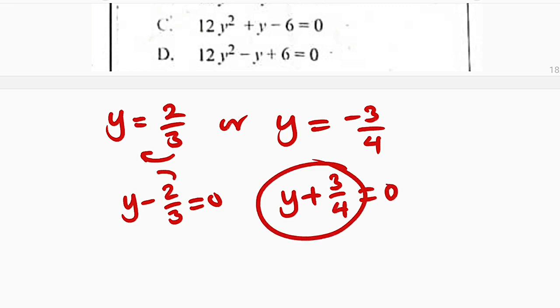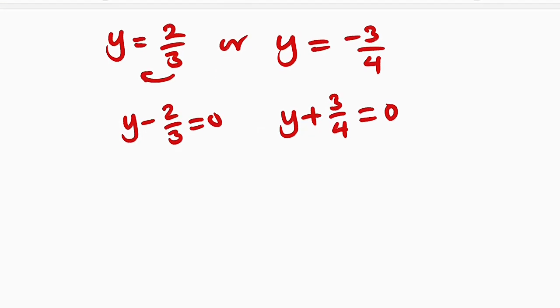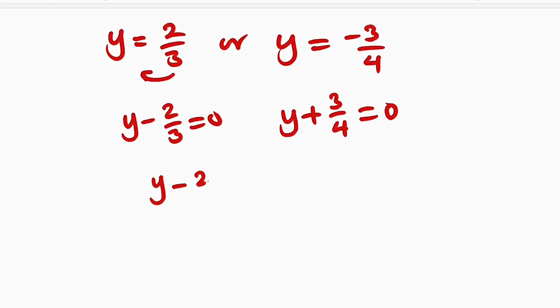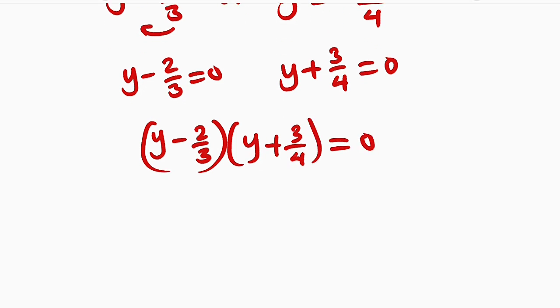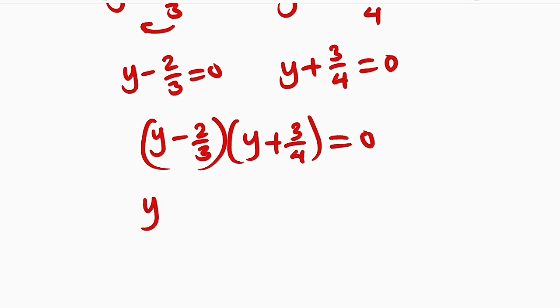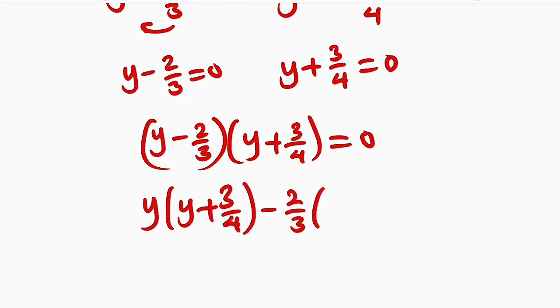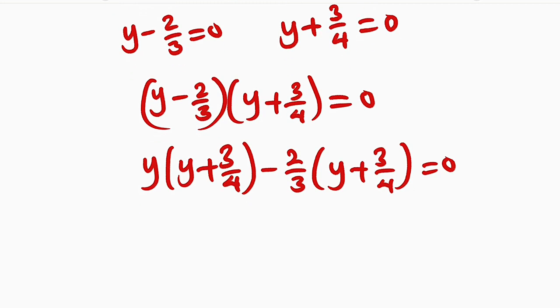So if you take these two factors and multiply them together, you are going to obtain that quadratic equation. So we have y minus 2 over 3 multiplied by y plus 3 divided by 4. This is equal to 0. By distribution, we have y multiplied by the whole of y plus 3 divided by 4. Then we take negative 2 over 3. We also distribute into the second bracket. Then we simplify and get our quadratic equation.